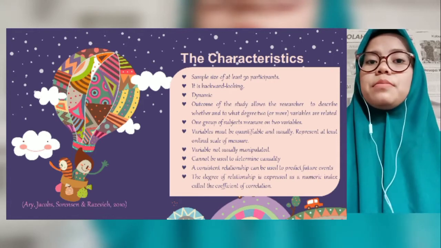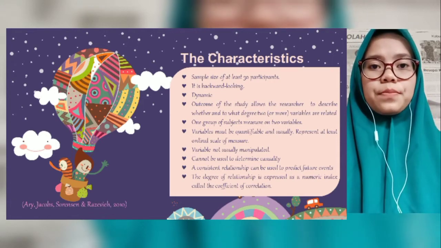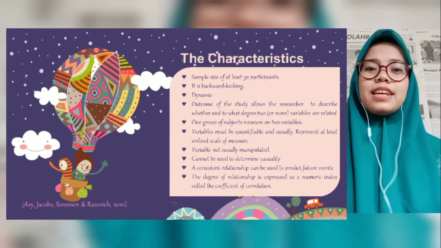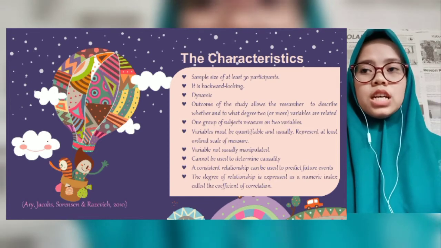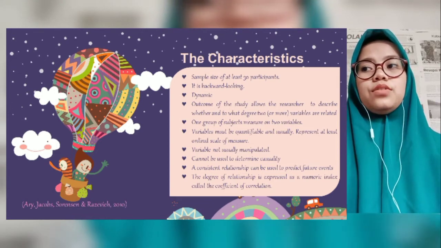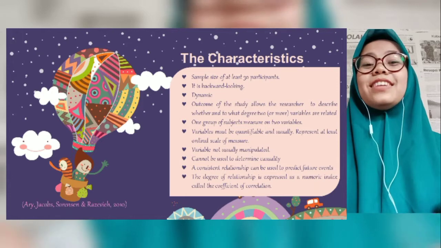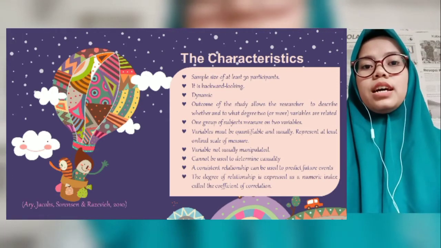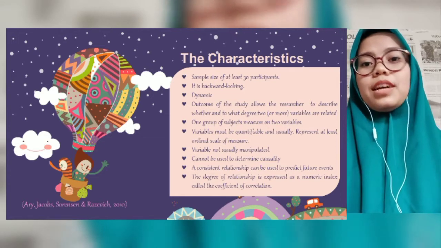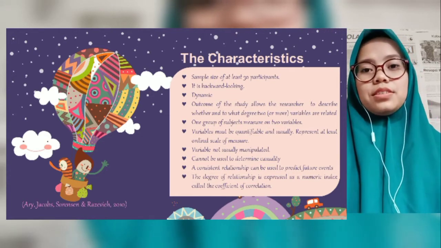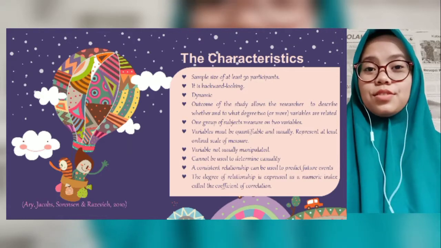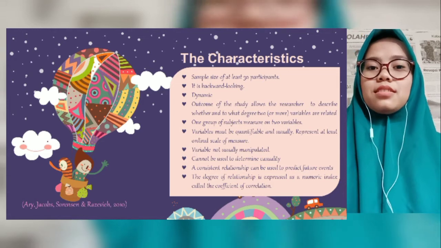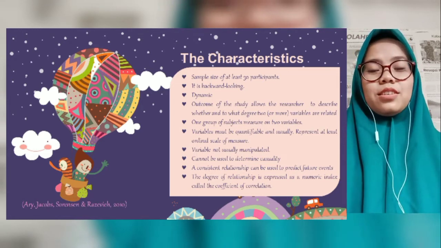And the next is variables not usually manipulated, and the correlational research design cannot be used to determine causality. So in the correlational research it is just to find the relation between variables, not the causality. And a consistent relationship can be used to predict future events. And the last one is the degree of relationship is expressed as a numeric index called the coefficient of correlation.